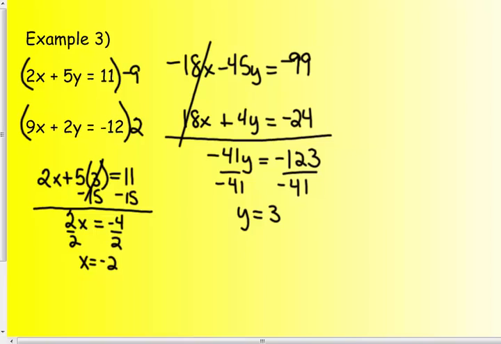I'm going to leave those checks. I want you to do both of the checks. Pause the video now and do the checks. Check both equations, x equals negative 2, y equals 3. Pause the video. We'll go over this in class.